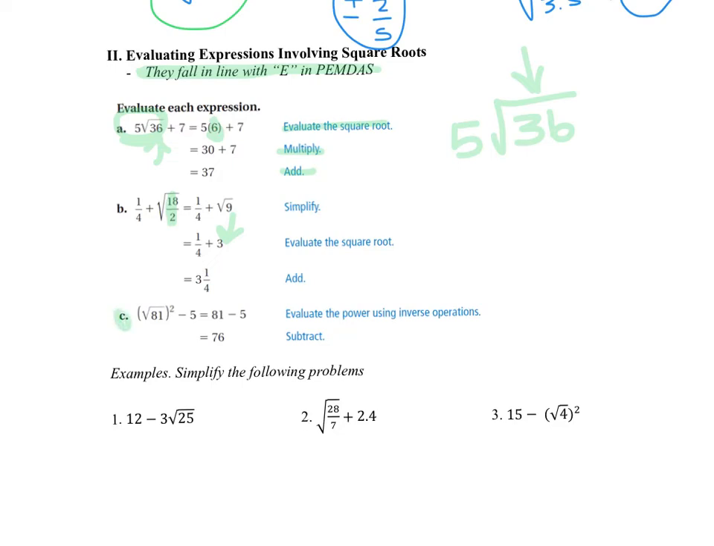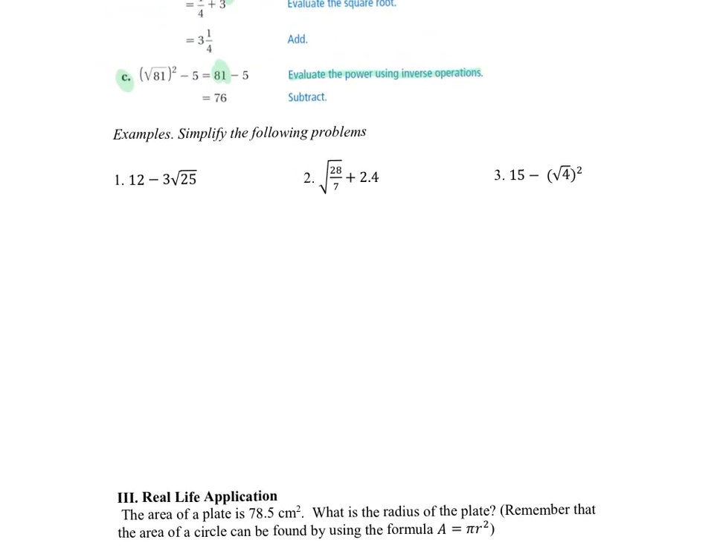Letter C is saying, okay, I want you to evaluate the power using inverse operations. You're going to square root 81, and then you're going to square it. So you're basically just negating both of those pieces. So it comes out as the number 81, and then you're going to subtract 76. So pause the video. I'm going to add in the next couple here, and I want you to try these.